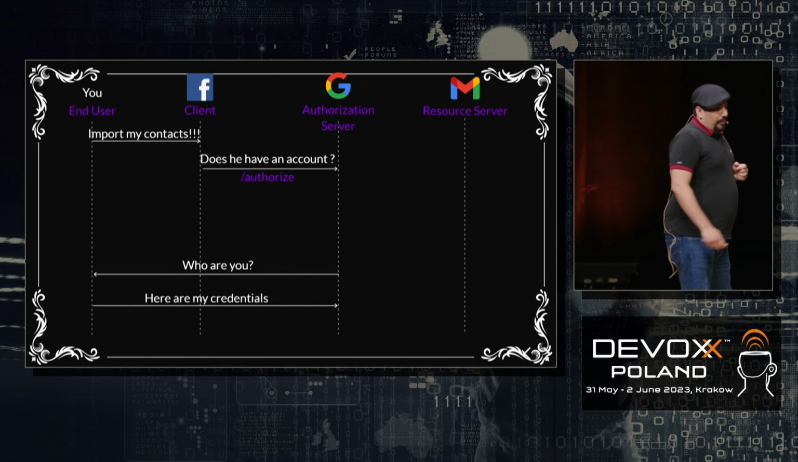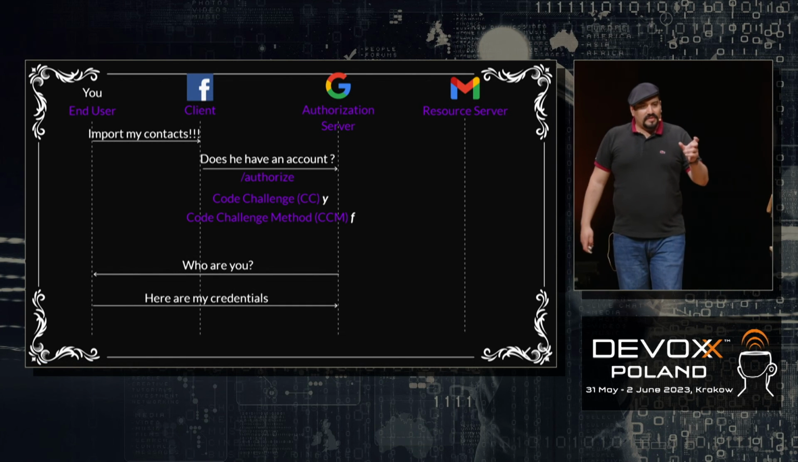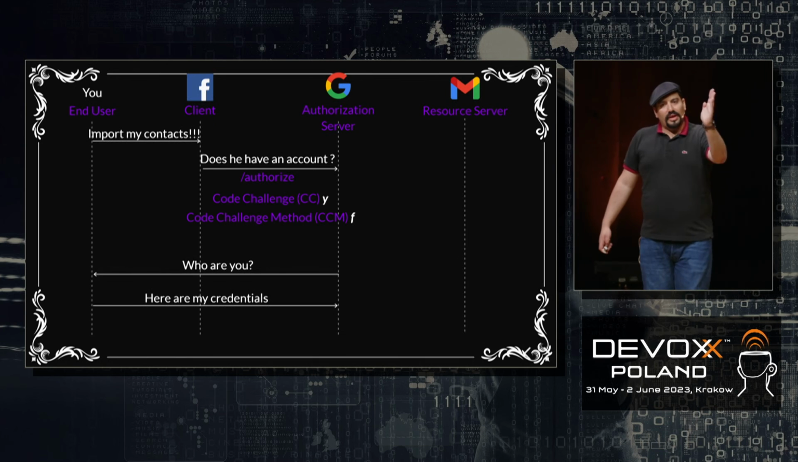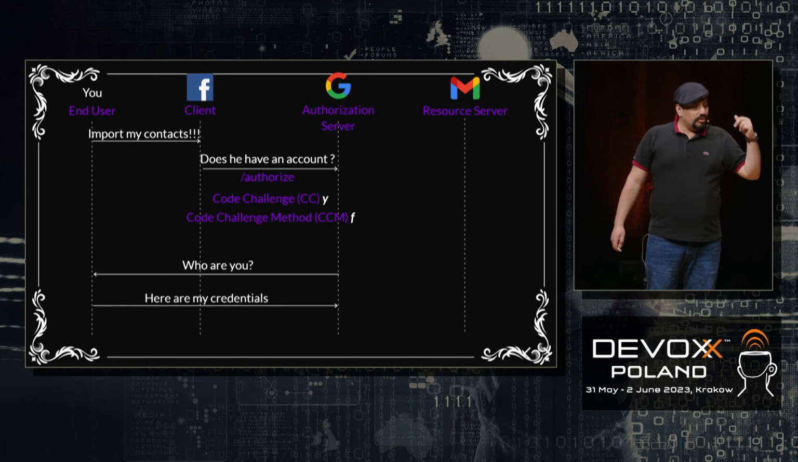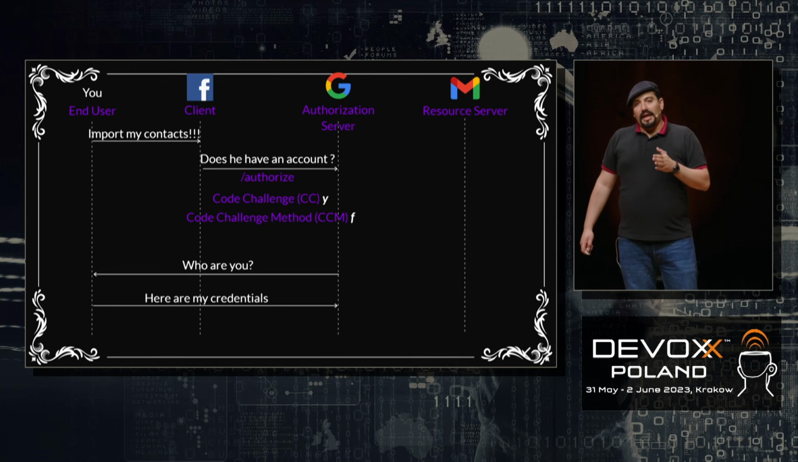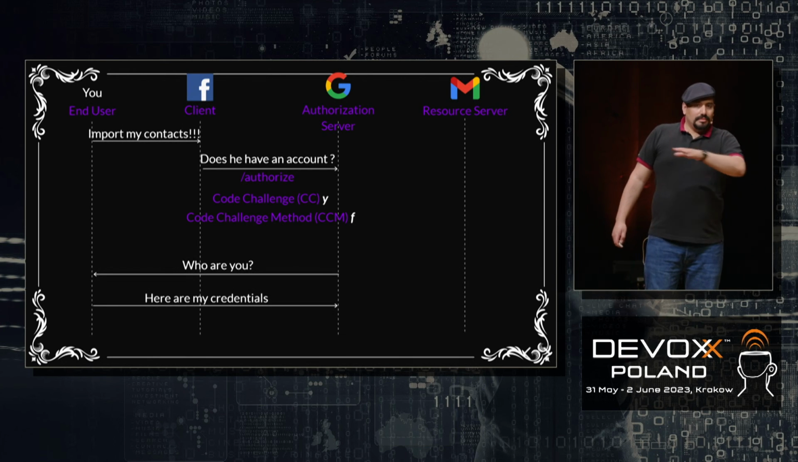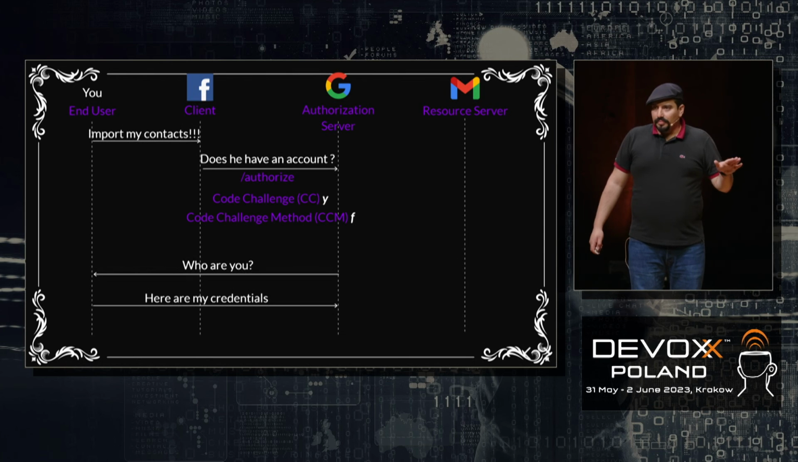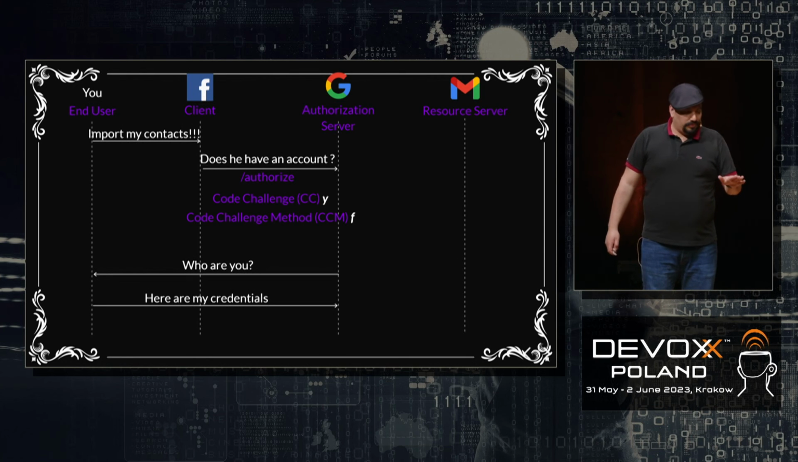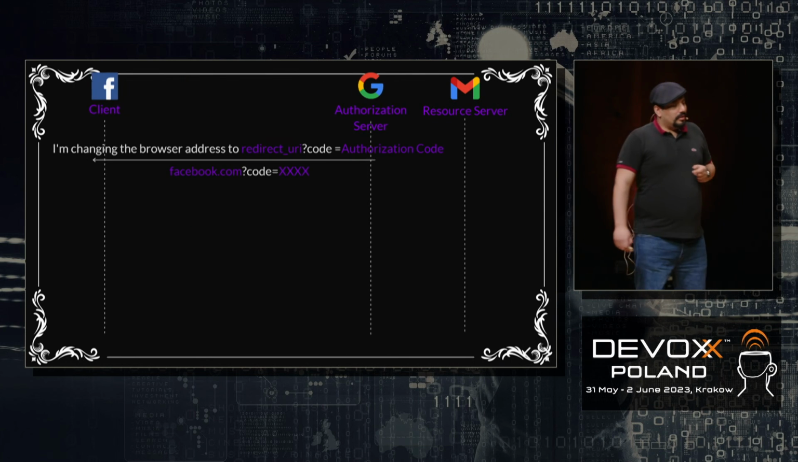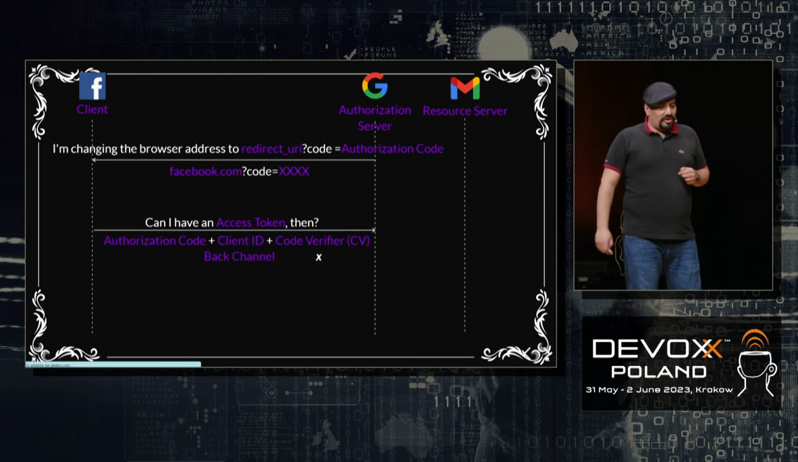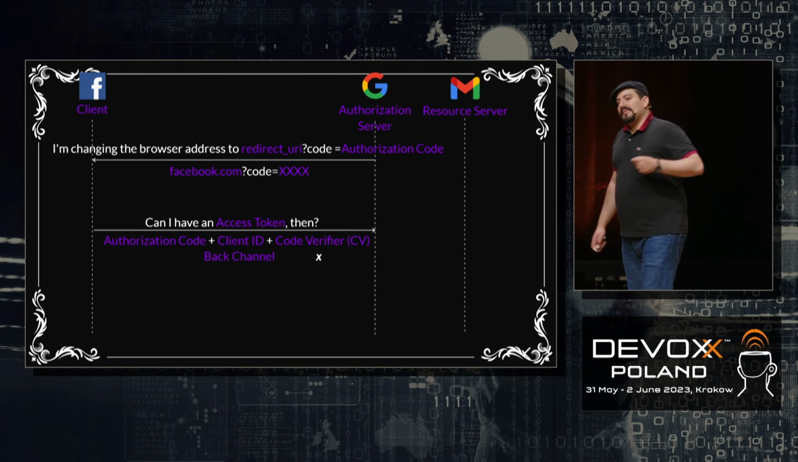So it happens when, in fact, the first time Facebook redirects you to Google, it will also add the code challenge and the code challenge method. Inside the front channel, that's not a problem. Like we said, it can be disclosed. Google will remember that.